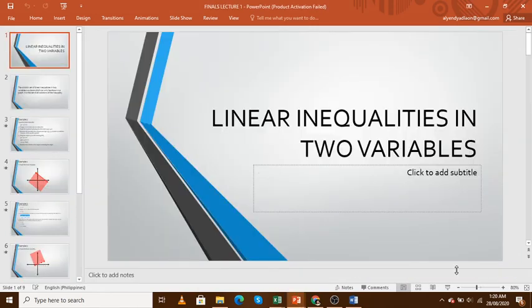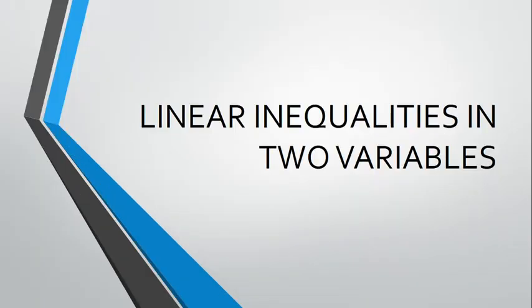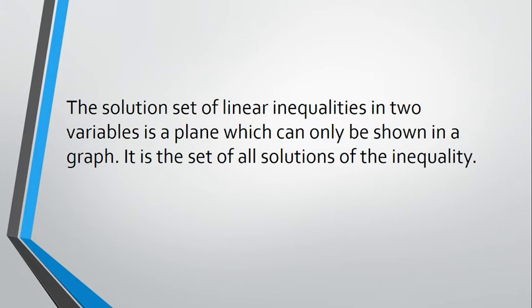Next, we have linear inequalities in two variables. So in the previous discussion, we discussed linear inequalities in one variable. As you can see, we only saw x there. Unlike in this topic, we are already to solve linear inequalities in two variables. How are we gonna solve this one? Now, the solution set of linear inequalities in two variables is a plane which can only be shown in a graph. It is the set of all solutions of the inequality.